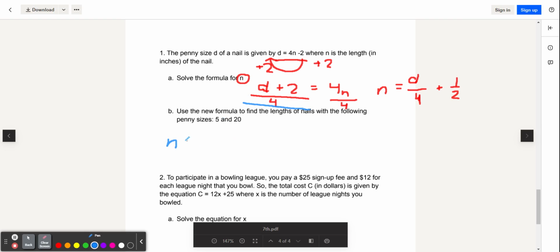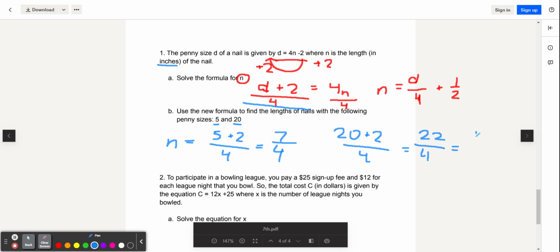So, n is equal to, first we'll do 5. 5 plus 2 over 4. 5 plus 2 is 7, so this is 7 over 4 in inches. 7 over 4 inches is the length of the nail. Now if we plug in 20 for d, 20 plus 2 over 4 is 22 over 4, and this does simplify to 11 over 2 inches. So these are our 2 answers.